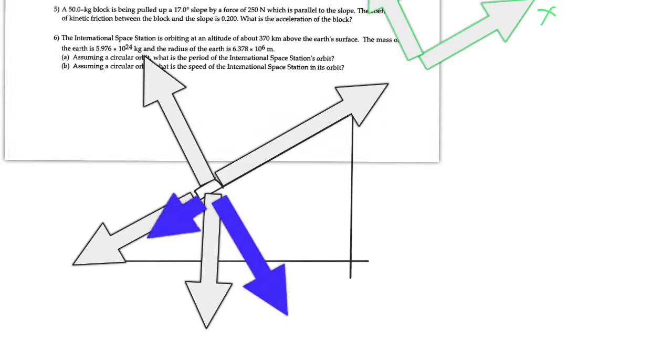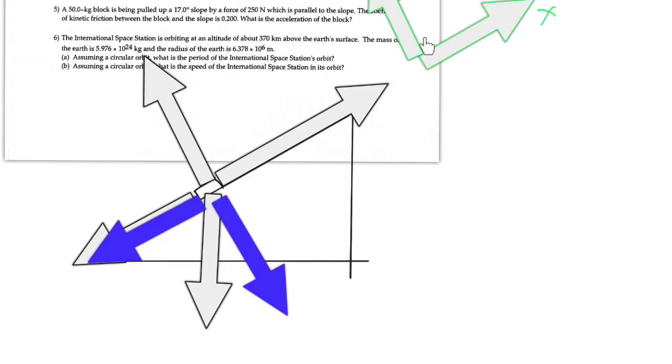The next one again is a very important question where you have a 50 kilogram block being pulled up a 17-degree slope. Here are the forces. One is the applied force used to pull it up. The other is friction, opposite to the motion. This is the weight of the object, and this is the normal force. So those are the important forces.